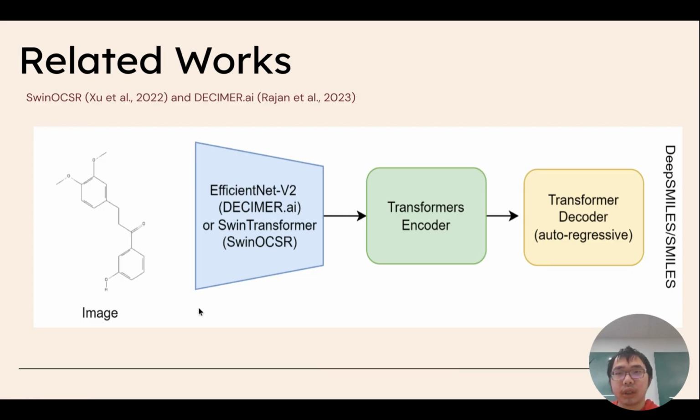They have an image encoder, either EfficientNet V2 in DeepSMILES or Swin Transformer in Swin-OCSR. Then they have a transformer encoder right after the backbone image encoder, and then an autoregressive transformer decoder to decode it into a DeepSMILES string. An autoregressive decoder is like GPT, outputting token by token, here character by character. So it's not outputting everything at once, it's coming out one by one.